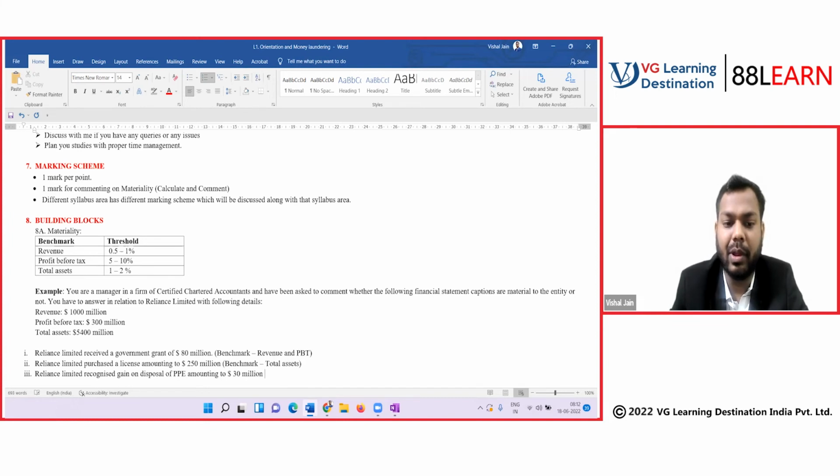And in this case, a recognized gain on disposal of PPE, again the benchmark can be revenue and profit before tax. Tell me yes or no. The selection of benchmark is clear to all of you or not? Guys, please respond in the chat box.